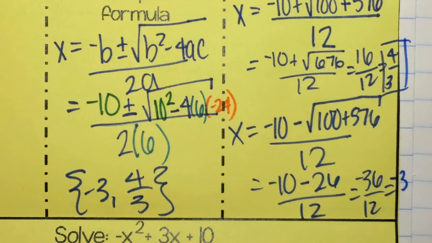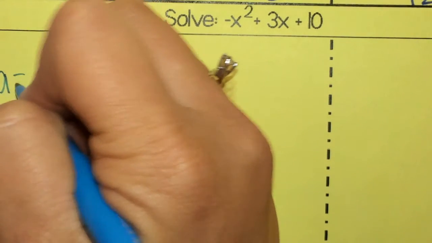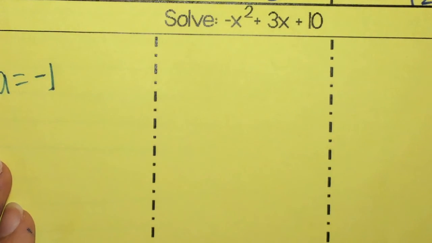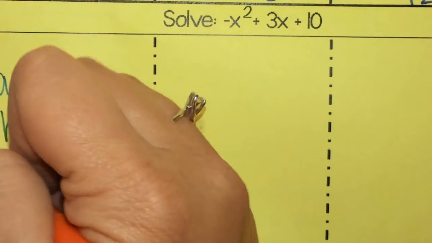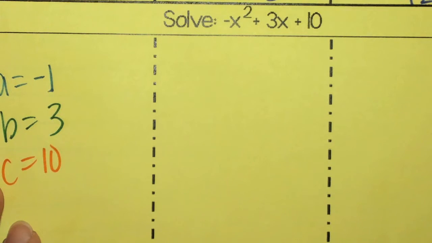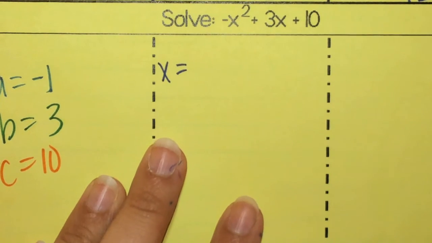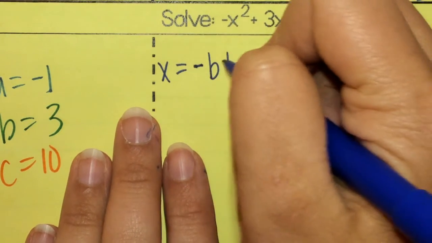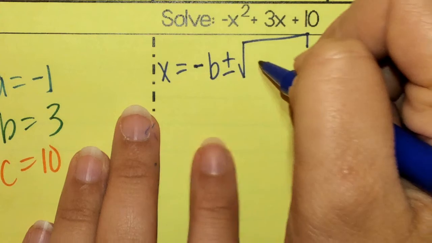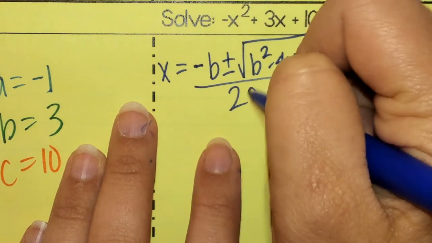Are we ready? All right. So what did you guys get for A down here? -1. And what'd you get for B? 3. And what'd you get for C? Okay. So then, what is the quadratic formula? Say it in a chant. X equals negative B plus or minus root of B squared minus 4AC, all divided by 2A.